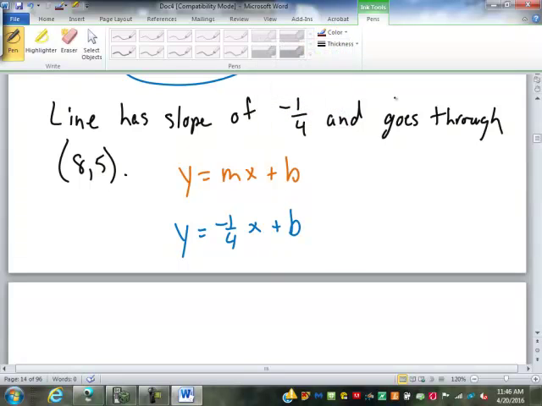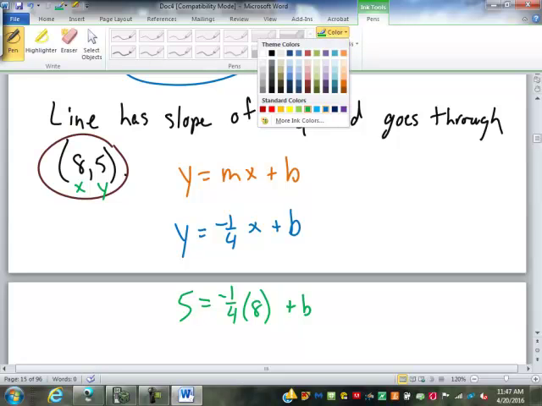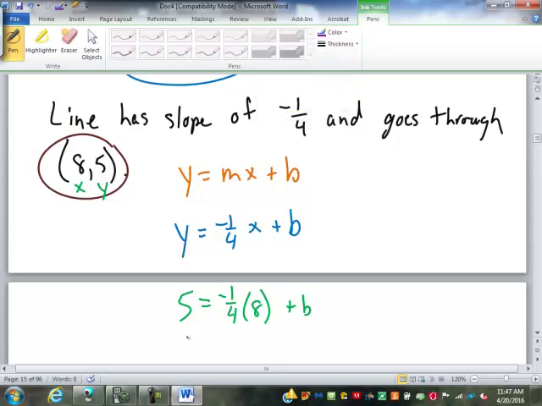We looked at this a little bit last week. To find b, we know, however, that this has to go through the point 8, 5. So that point has to make this equation true. So the 8 actually goes in for x, and the 5 would go in for y. That's xy. Now we have every piece of information in that equation except for the b. So we can go ahead and solve for b.